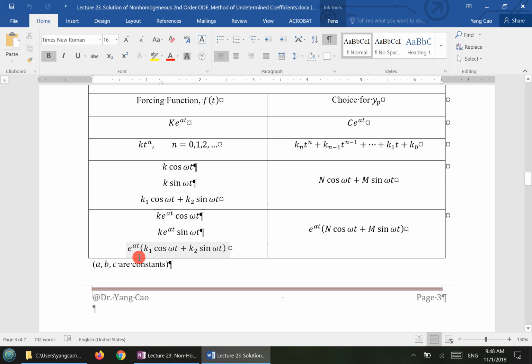And this case here has a combination of exponential and sine, cosine as input. So your guess should also have a combination of exponential, sine, and cosine. So that's our guideline here for this table to find this particular solution. And this is basically the idea of the method of undetermined coefficients.